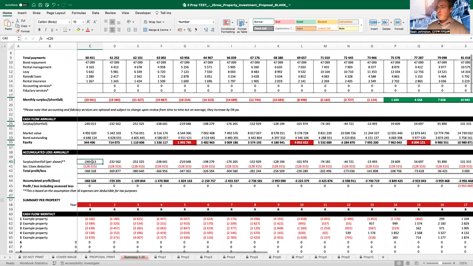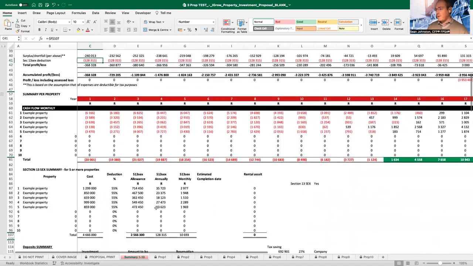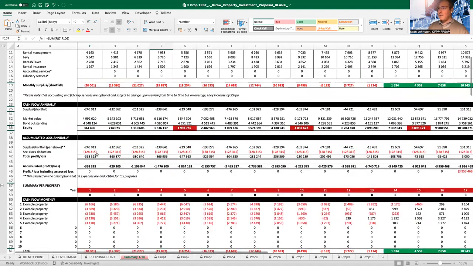But in this case, 240,013 Rand is the loss based on 100% finance. You'll pull through the Section 13 deduction over here and apply it, which means that the loss for the year is 368,328.